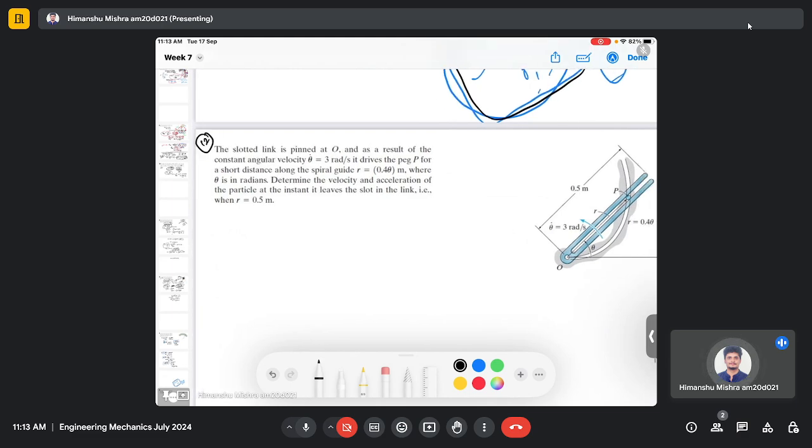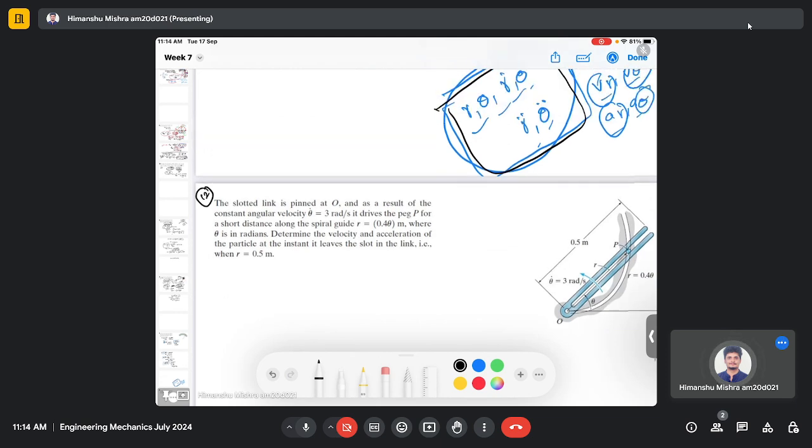Here we are given that a slotted link is pinned at O, and as a result of the constant angular velocity theta dot equals 3 rad per second, it drives the peg P for a short distance along the spiral guide, which is r equals 0.4 theta, where theta is in radians. Determine the velocity and acceleration of the particle at the instant it leaves the slot in the link, when r equals 0.5 meter.